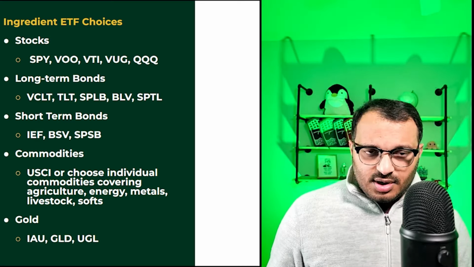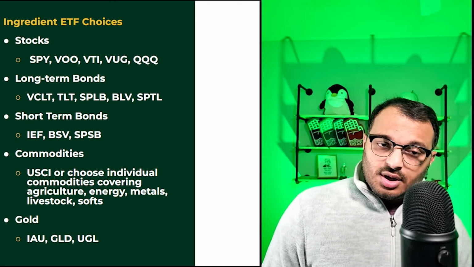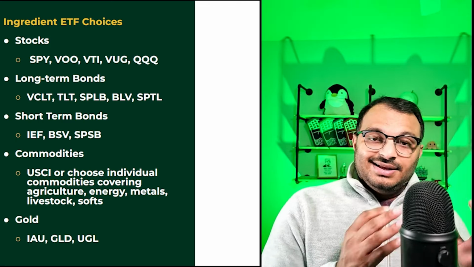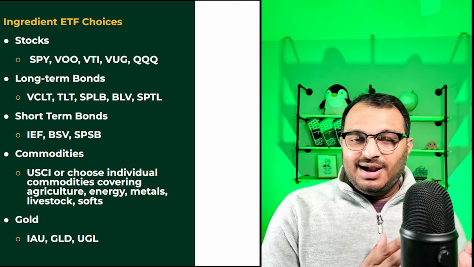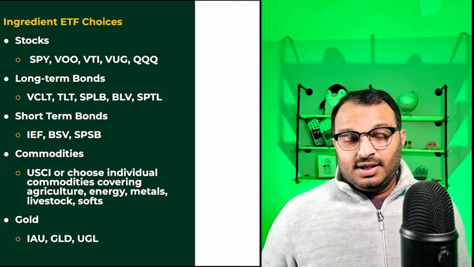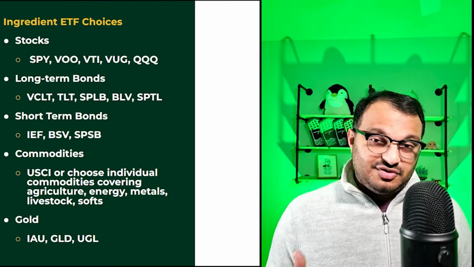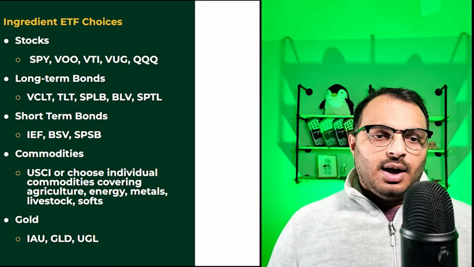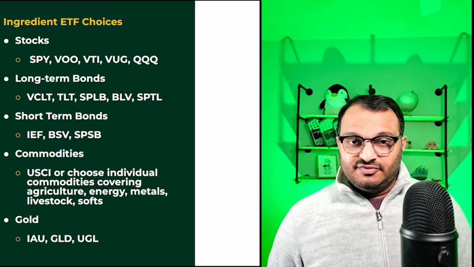For long-term bonds, I picked 1. For short-term bonds, I picked 1. For commodities, you can just buy the ETF USCI. That should do the trick. If you are sophisticated enough to buy a particular type of commodity, feel free to do so. For gold, any of them will suffice.